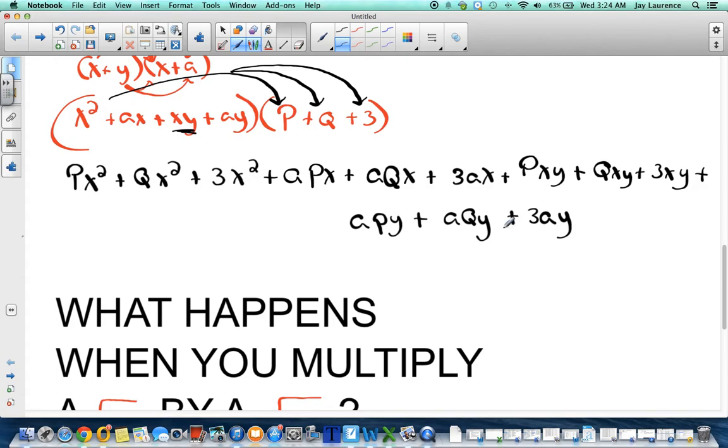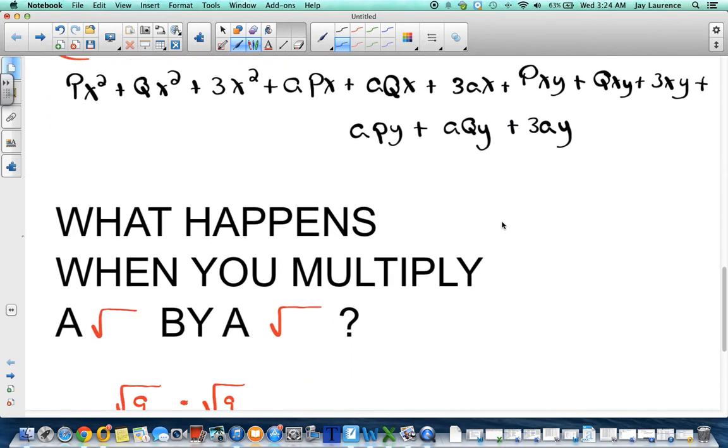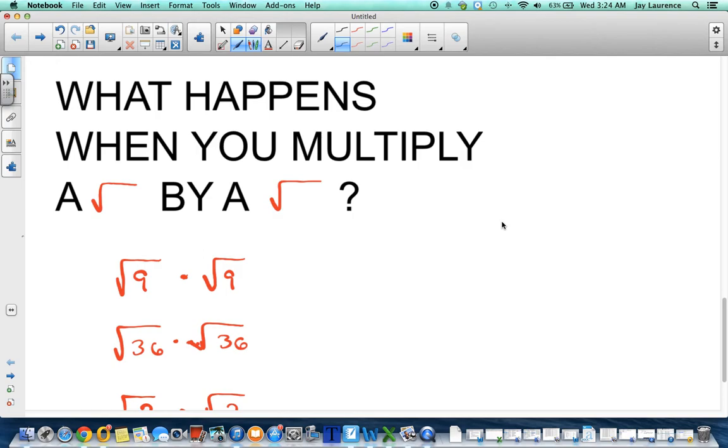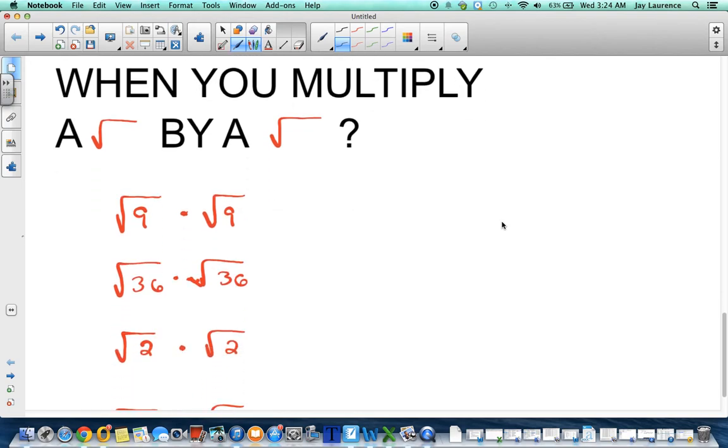There is your polynomial. All right, it's kind of long, but it's not really difficult. You just have to remember to do all the parts. One last thing I want to address here is what happens when you multiply a radical by a radical. Yeah, I've just used a term you've never heard before. This isn't called a square root, it's called a radical. Okay, and you'll see more about that later.